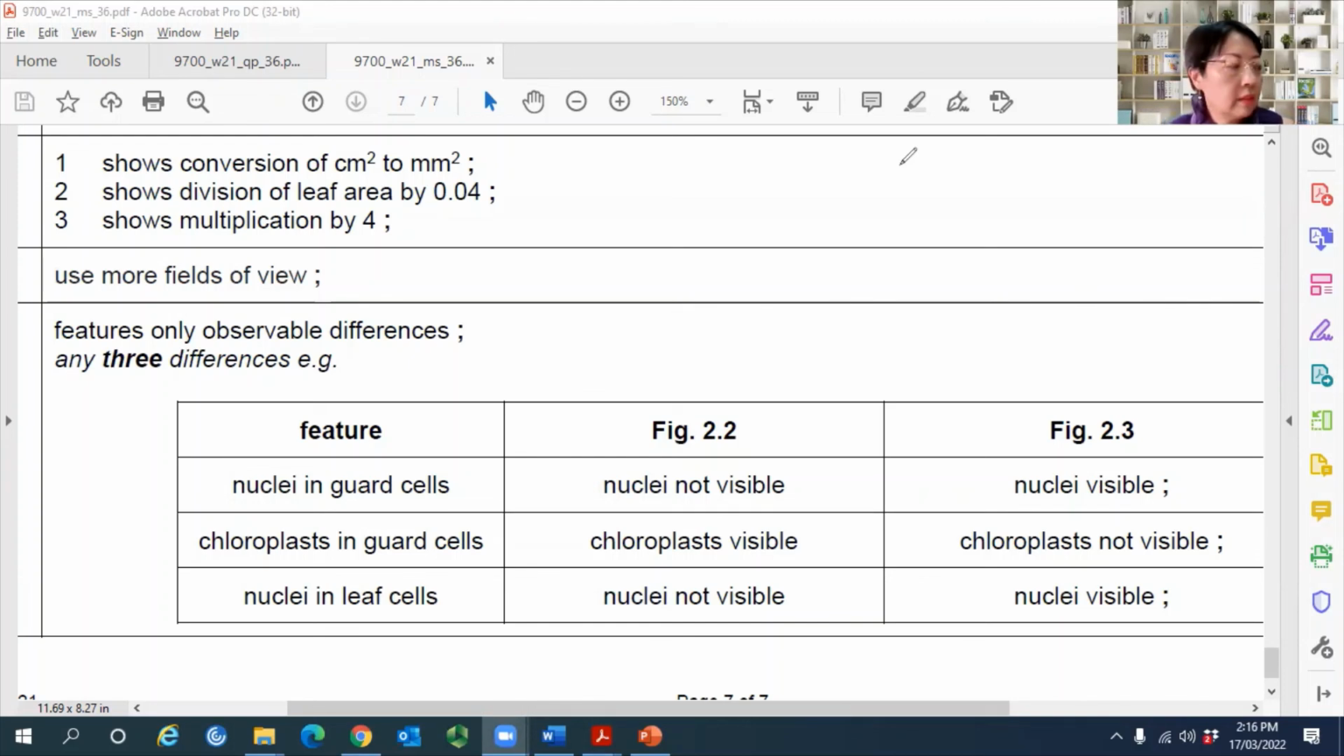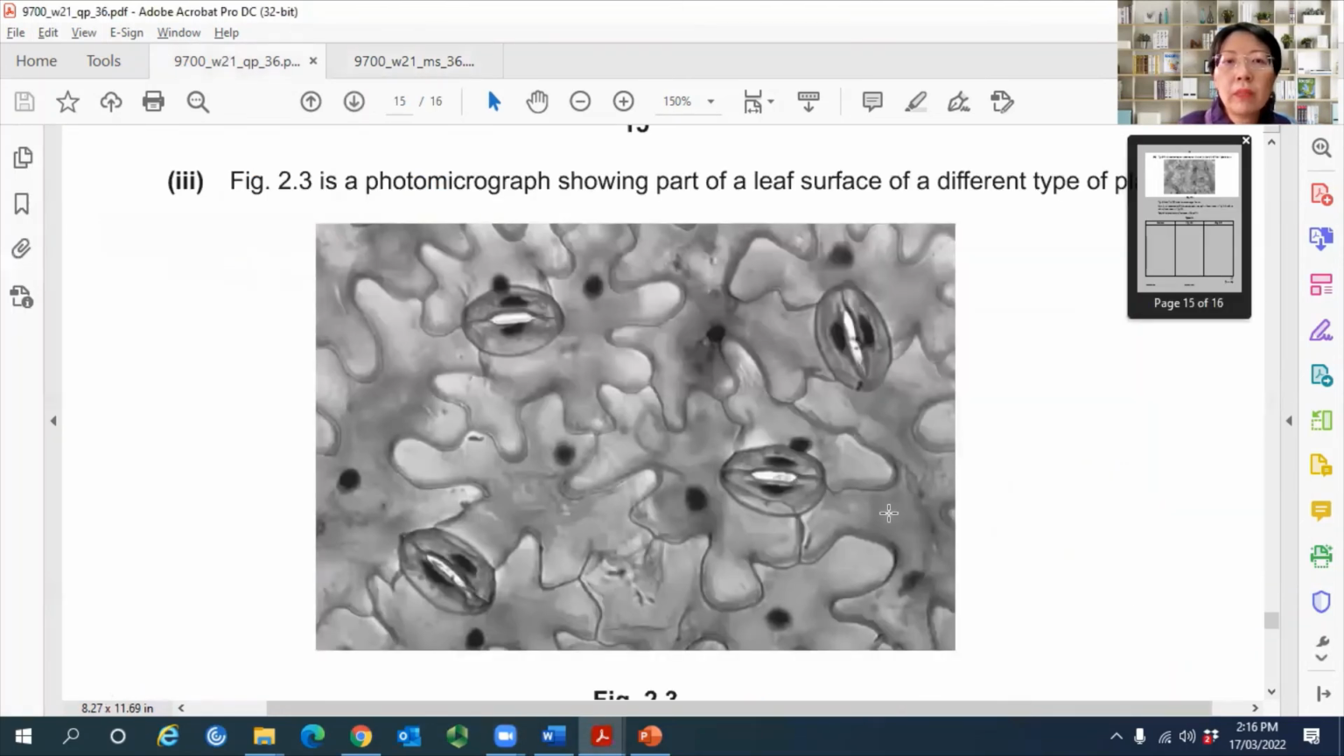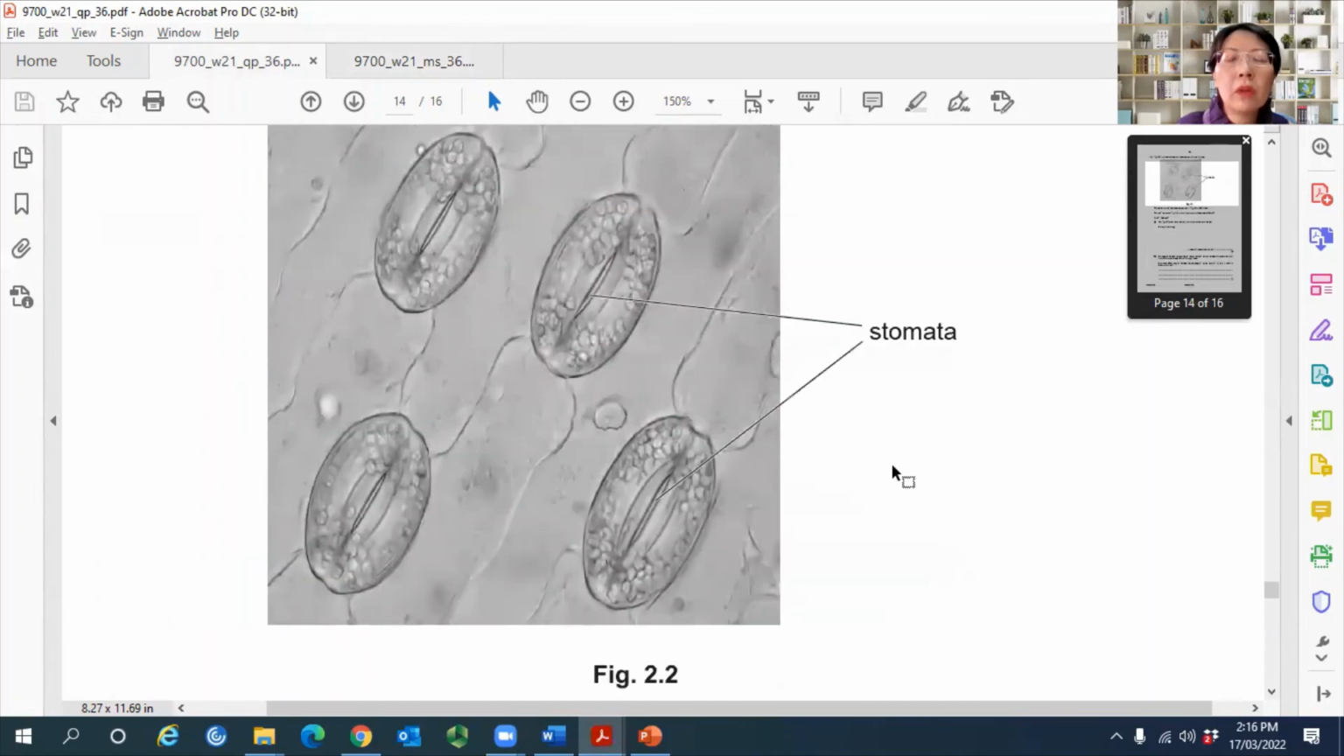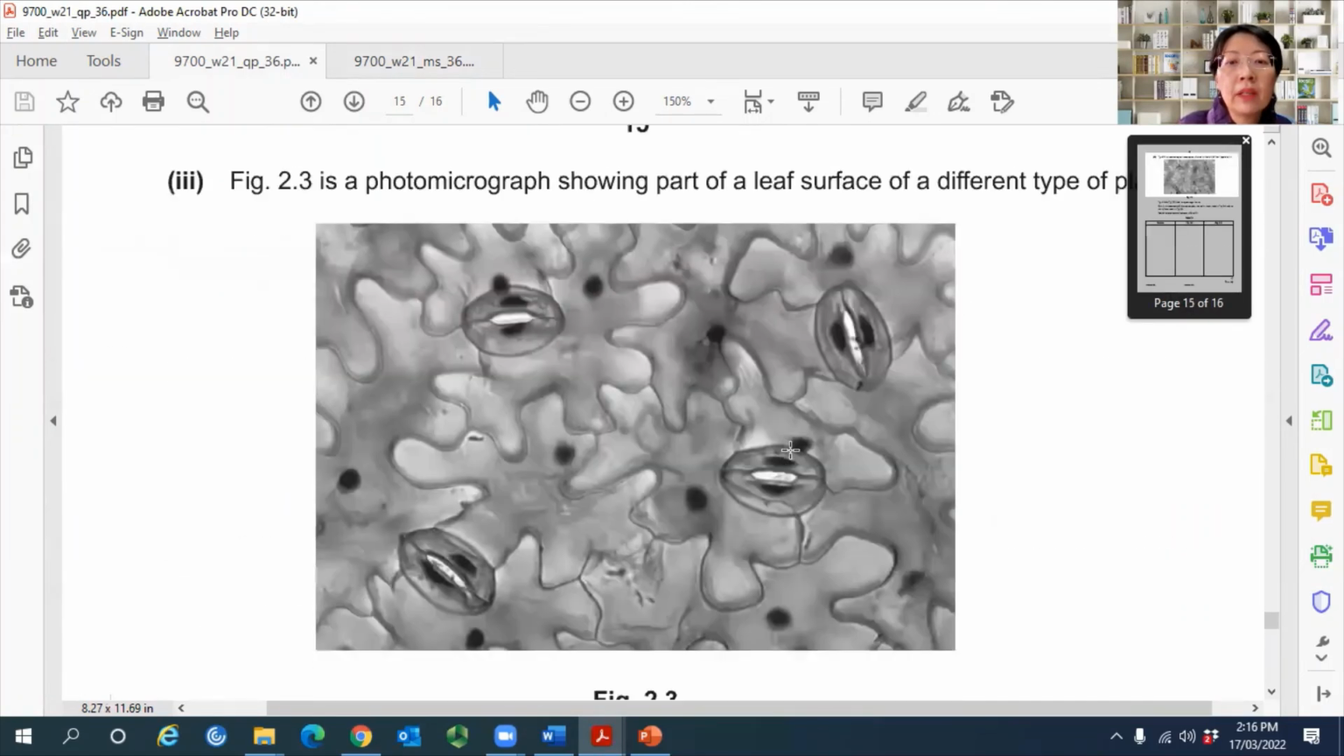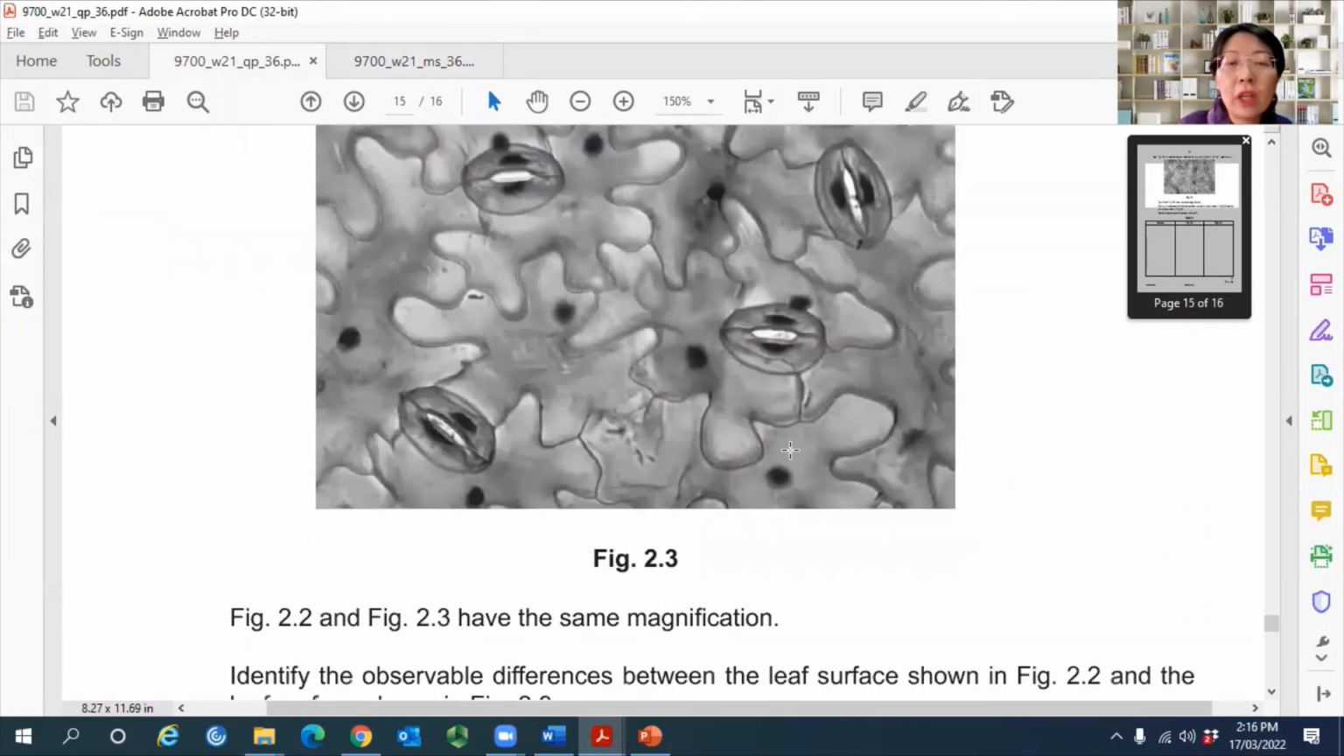Sir, what about stomata aperture? Stomata aperture, I give mark because one opens bigger, one opens smaller. So that one I will give mark. It's obviously this one opens bigger, that one opens smaller, since the magnification is the same, right? And also the guard cell size is different. This guard cell is bigger, this guard cell is smaller, and because it's the same magnification, I can say one bigger, one smaller.